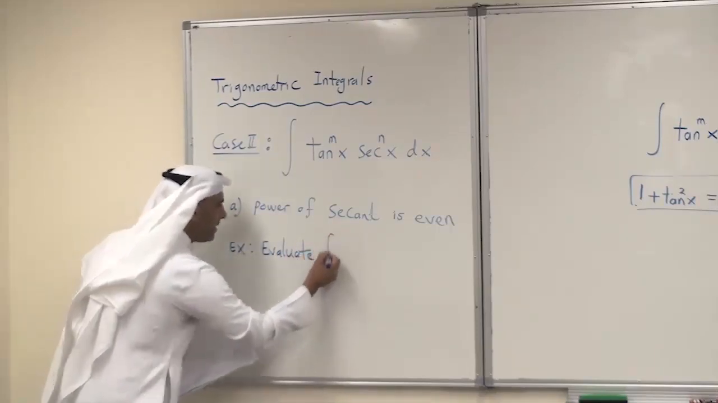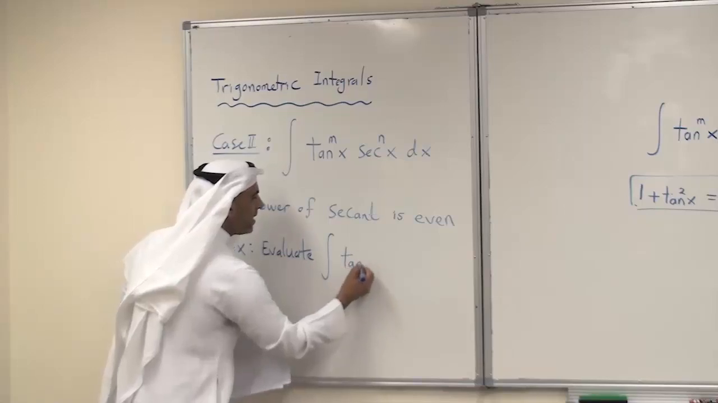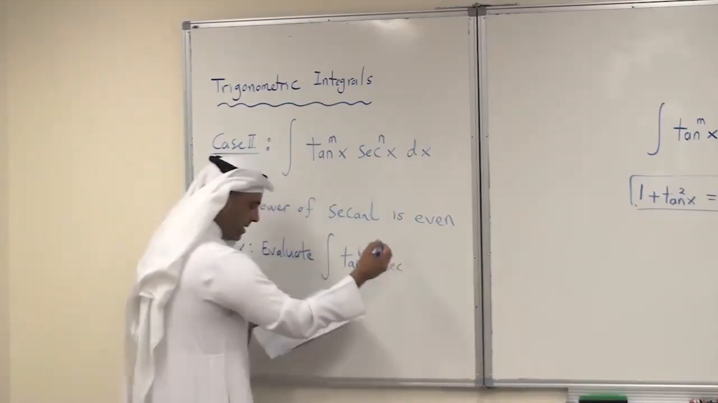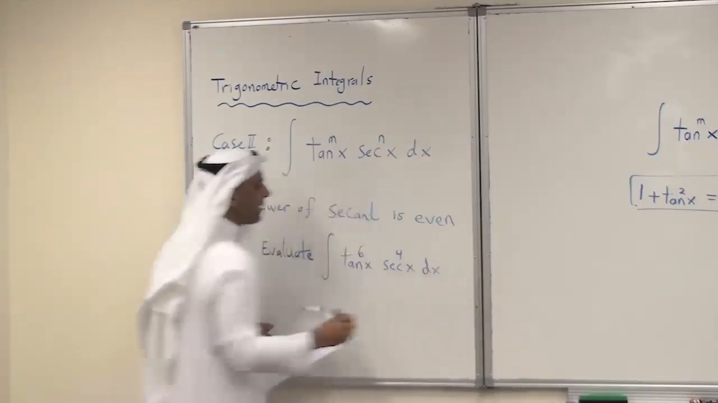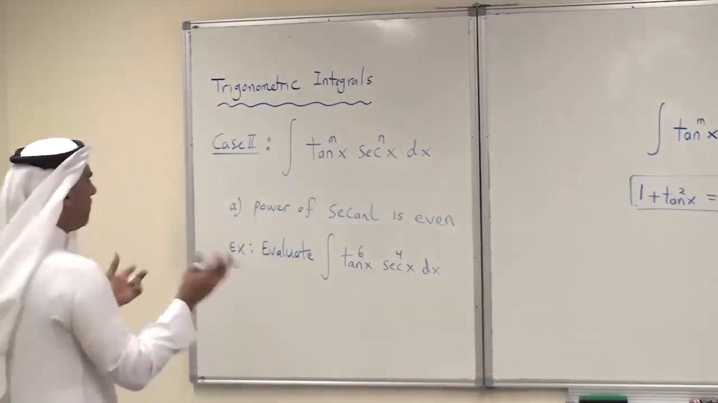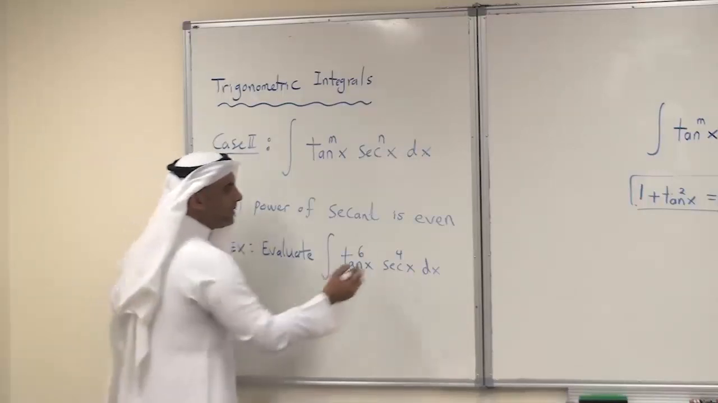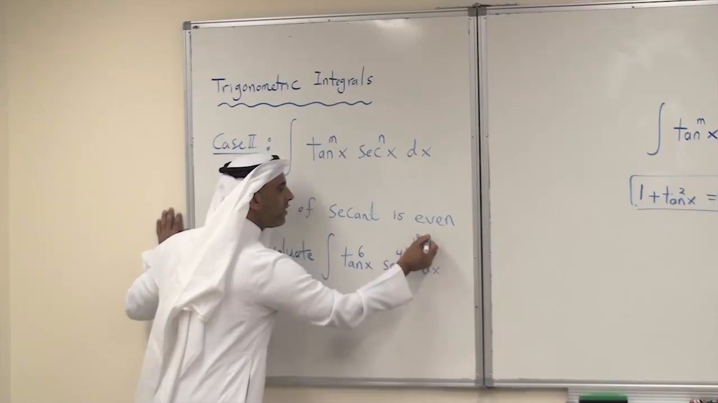That is the integral of, let us choose a specific one. Let us say this is tangent to the 6 of x, and this is secant to the power 4 of x dx, just to illustrate the strategy here. We are looking at this question as a combination of tangent secant, where the secant has an even power. So this one is even.